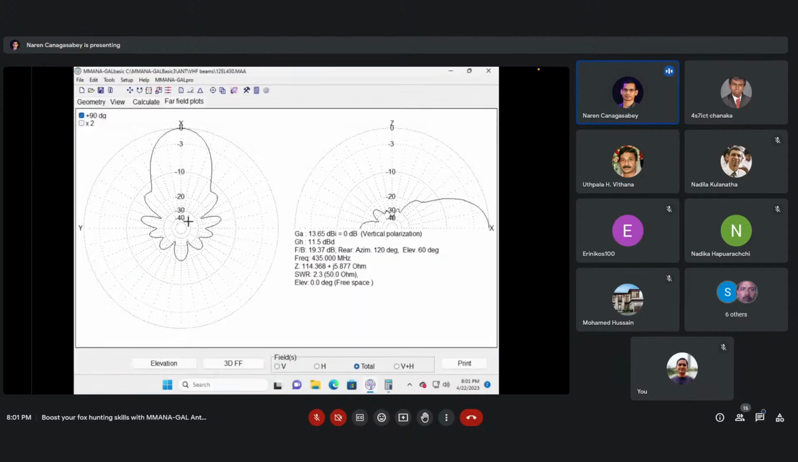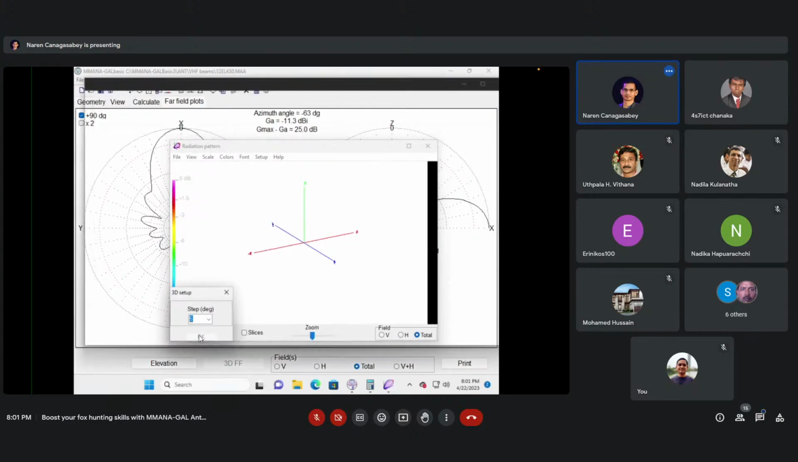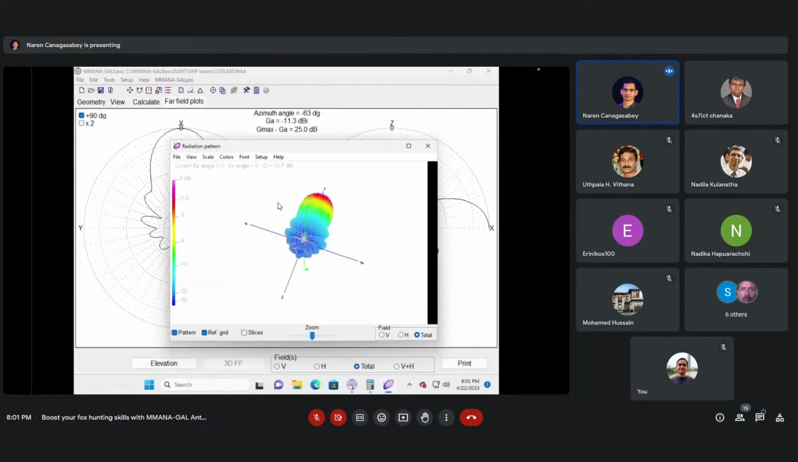Okay. So here you can see the nulls. This is what I refer to by the nulls. Dips in the gain. So if we were to see the 3D far field plot. Right. So you can see in these areas, these are the nulls. So the pattern becomes narrower, but also brings in nulls.